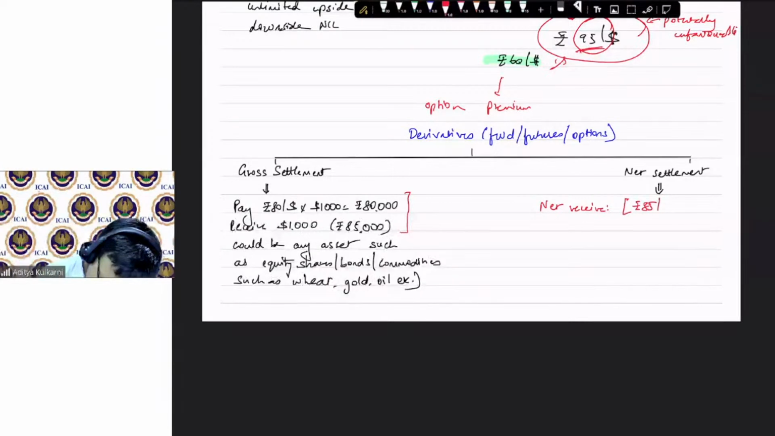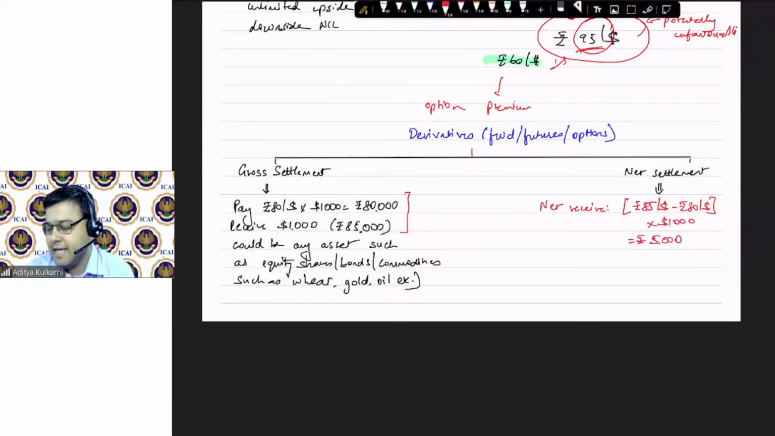So therefore, net receive rupees 85 per dollar minus rupees 80 per dollar into $1,000. So that comes to rupees 5,000. We call this net settlement. In net settlement, the party that has to pay the net amount will pay it off and the contract is closed from both the sides. Okay. So this is what we call net settlement.